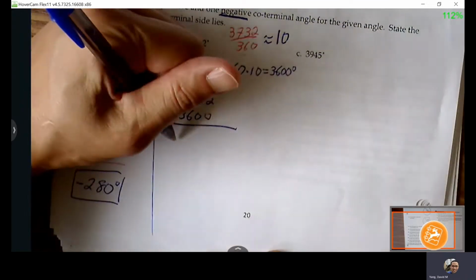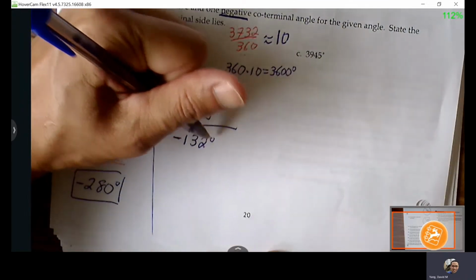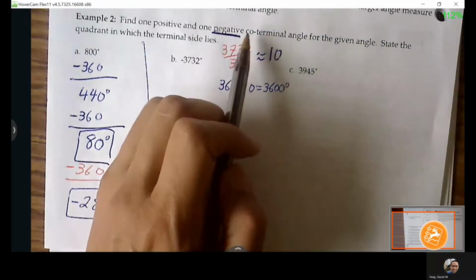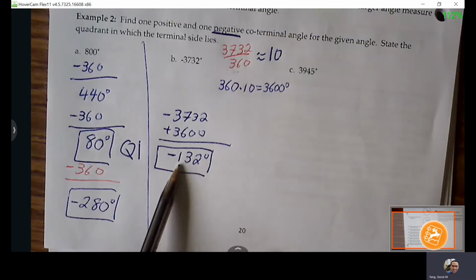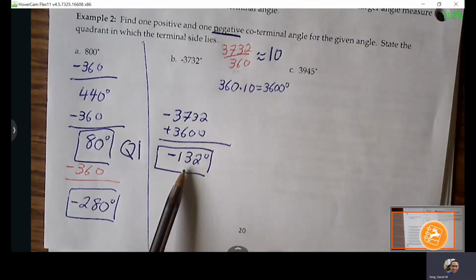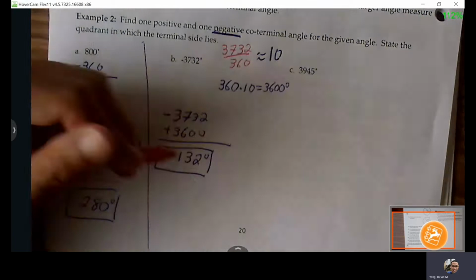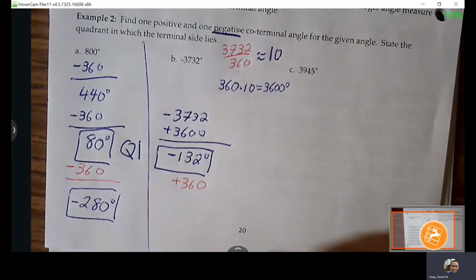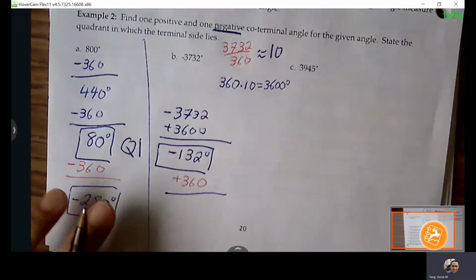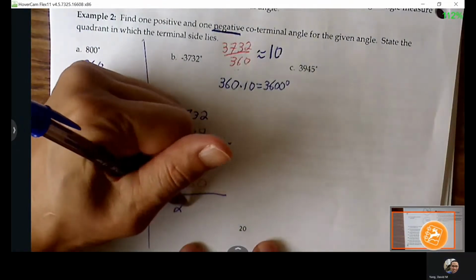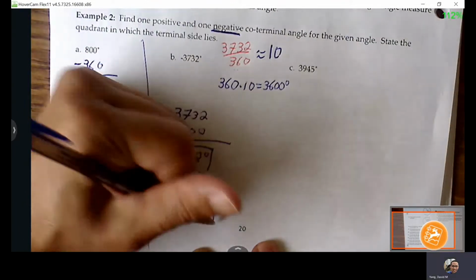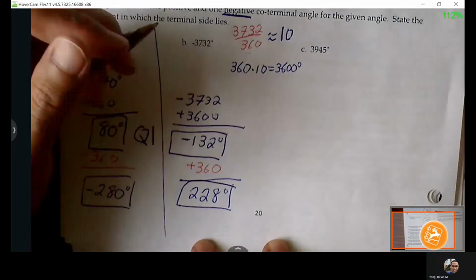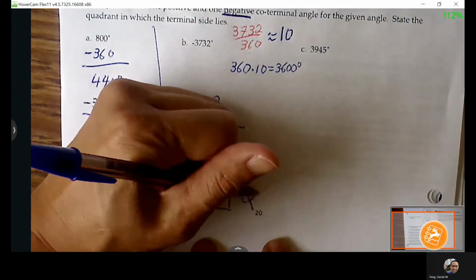So this gives us negative 132. So that's something that we can keep, right? That is a negative coterminal angle, but maybe it's still not recognizable in terms of where it is in the quadrant. So I can keep adding 360, but here I only need to add 360 once, right? Because I'm close enough. I'm only within one rotation away from where I need to be. And which quadrant can we say 228 is in? Quadrant 3, yep.